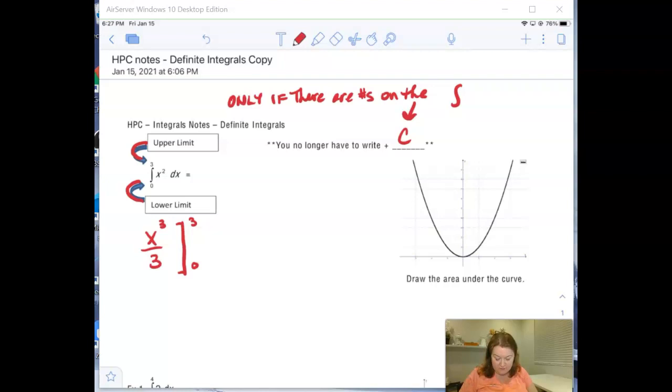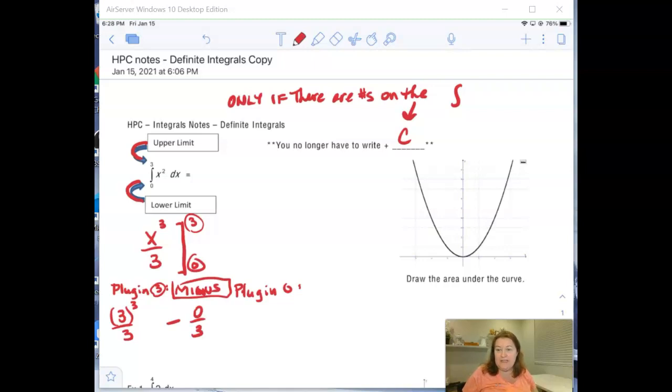Step one is we're going to plug in 3. So I'm plugging in this number 3, and I get 3 to the third over 3. Then we do a minus sign, and then plug in 0. It is always plug in the top number first, then the minus sign, then the bottom number every single time. So this is just going to turn out to be 27 over 3 minus 0, which would just be 9.